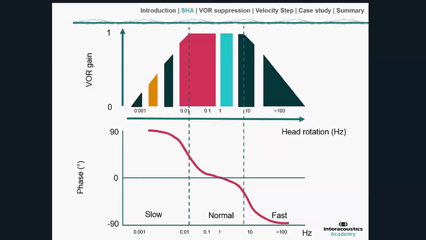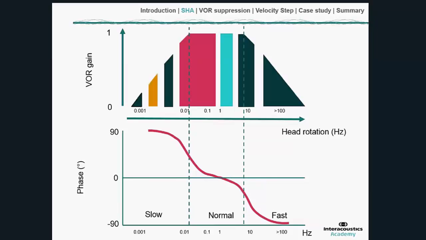And I've divided this chart into three sections. We've got on the left a slow head rotation where we have a phase lead. In the middle we have the normal range of head rotation, so the phase is around 0.